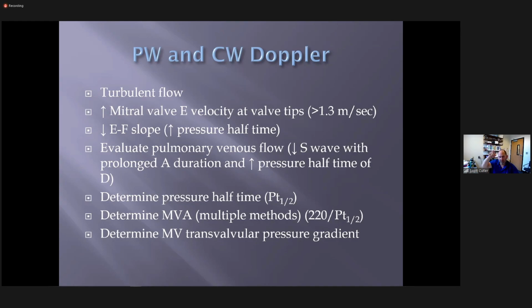So where we normally take our decel time, we've already talked about measuring pressure half time. It's that same slope, but make sure that you're using the correct calculation tool, which has to be the pressure half time tool, because you won't get the same information if you're using the decel time.